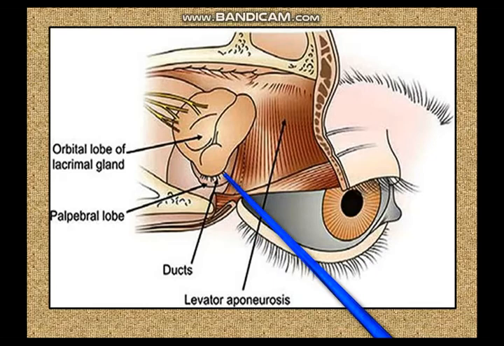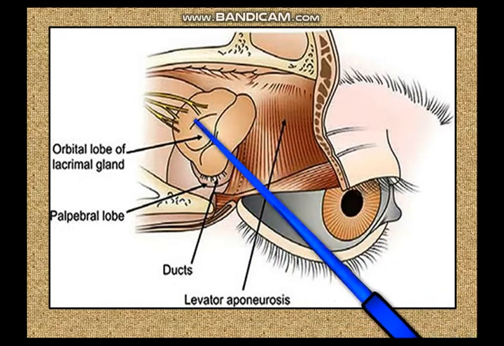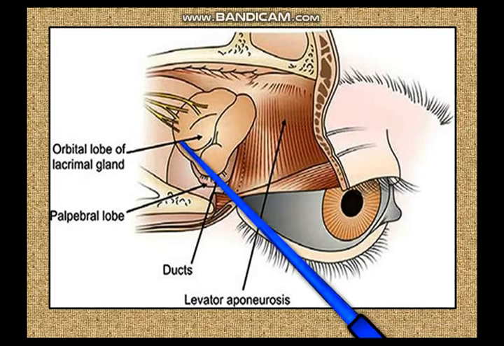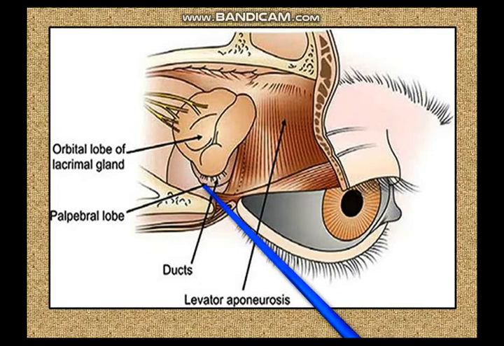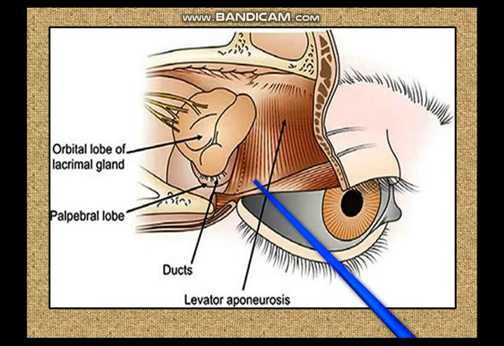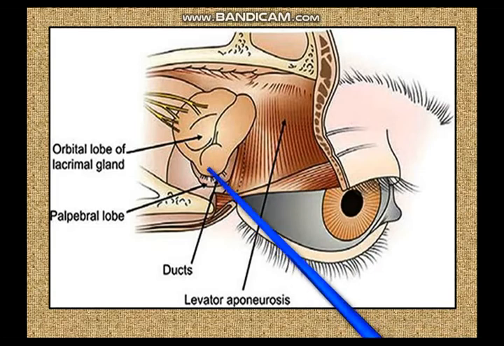the duct system. So you have to keep in mind, although the orbital lobe of the lacrimal gland is much larger and the palpebral lobe of the lacrimal gland, superficial to the levator palpebrae superioris, is a smaller one, all the ducts are actually passing through the palpebral lobe before opening up into the upper conjunctival fornix. That is something that you need to keep in mind.